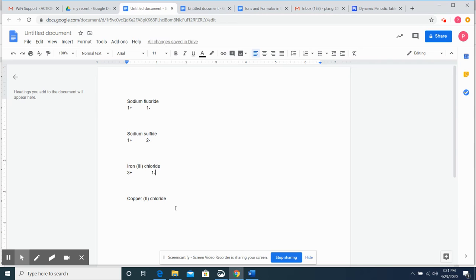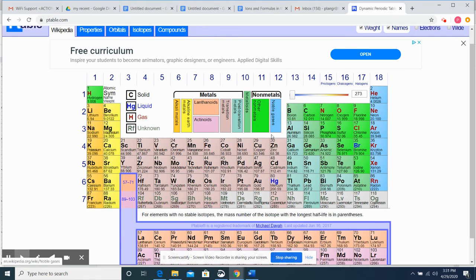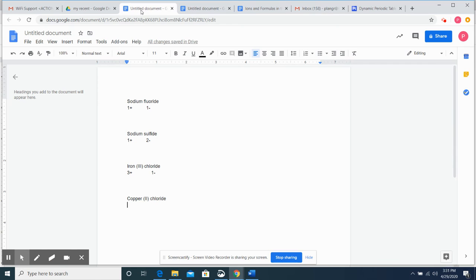Okay. And so copper 2 chloride, well, similar problem. Copper is in the transition metals. I would not know what that charge is on copper, except they're telling me what the charge is. They're so nice in this name to tell me that. All right. And so you are going to write a 2 plus for that one. And then you're going to go over here to chloride and you're going to write a 1 minus.